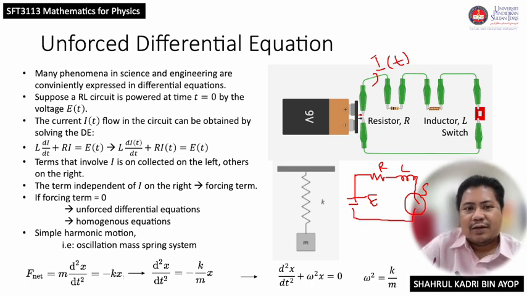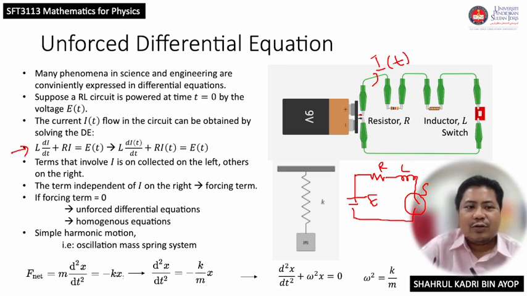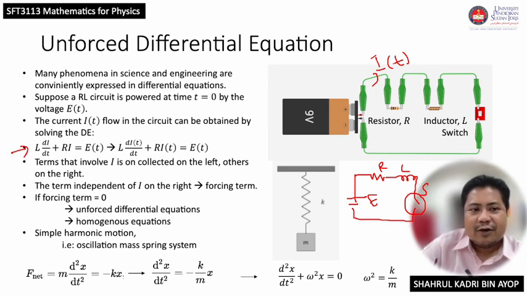Okay, so the behavior of this current in the circuit can be expressed using this equation, where L is the inductance, di over dt is the rate of change of current, times the resistance R, and this is the voltage. Okay, so I write it down again so that you can see that the I is dependent on time.